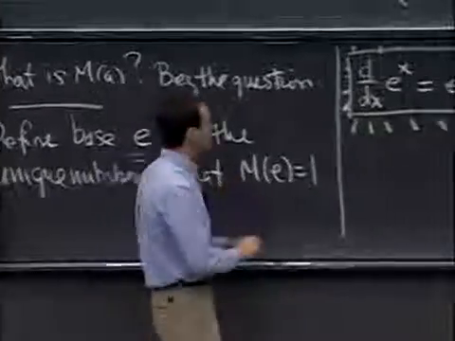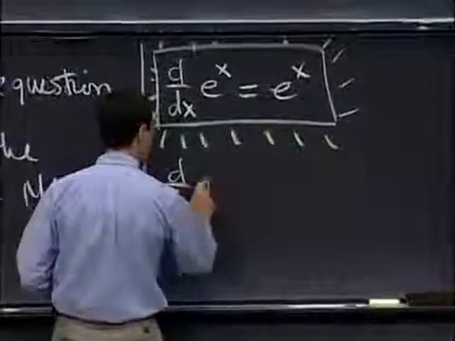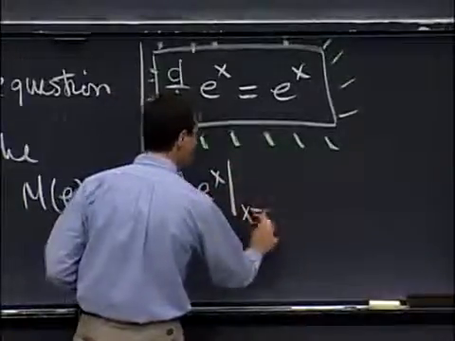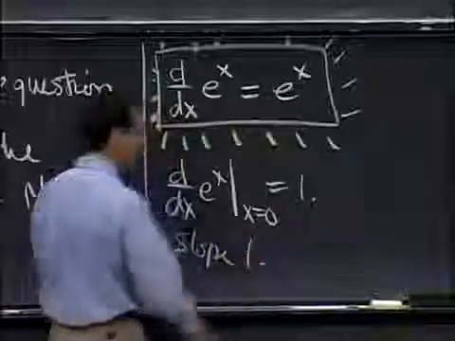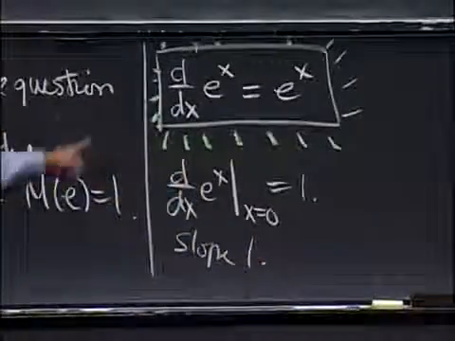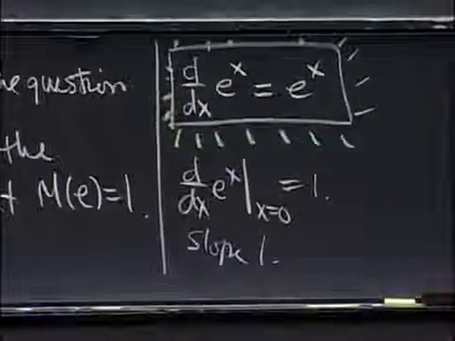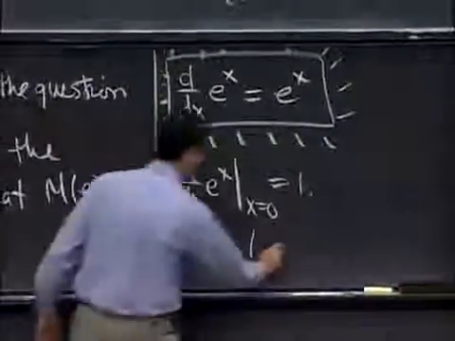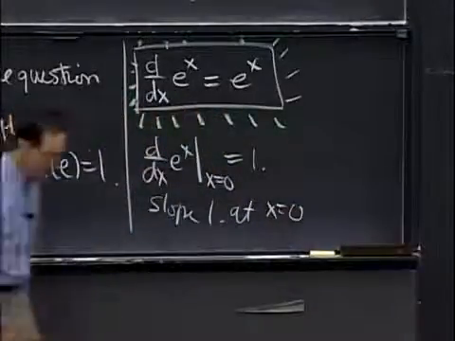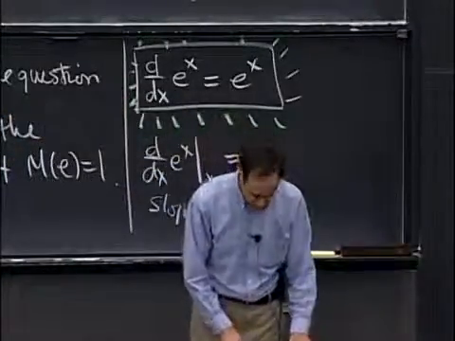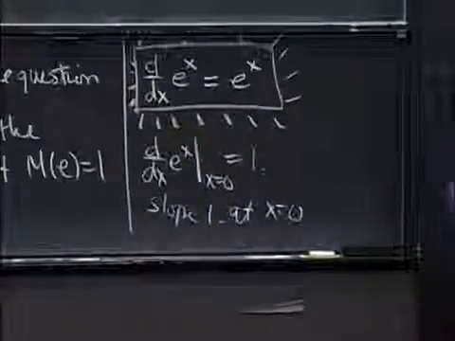And again, let me just emphasize also that this is the one which at x equals 0 has slope 1. That's the way we defined it. All right, so if you plug in x equals 0 here on the right-hand side, you get 1. Slope 1 at x equals 0. All right, so that's great. Except, of course, since we don't know what e is, this is a little bit dicey.